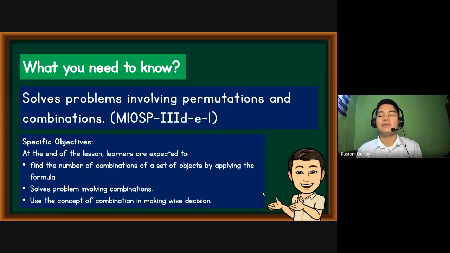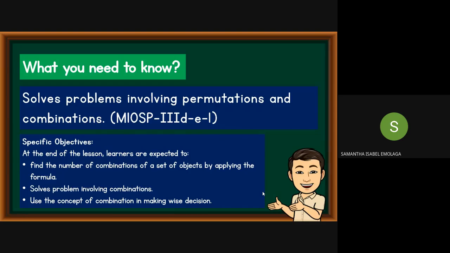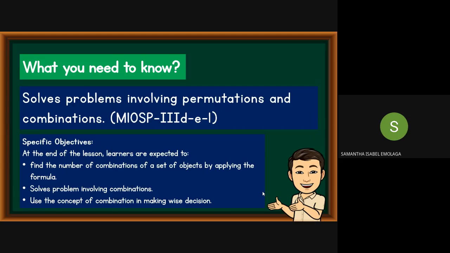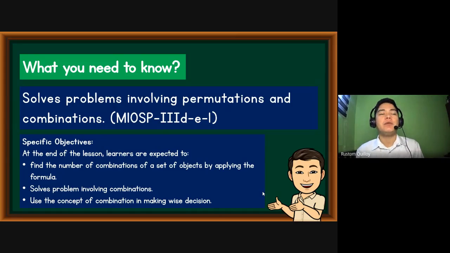Yes, Samantha? Permutation is the order is important. Yes. How about combination? The order is not important. Okay, very good. So when we say permutation, it is the arrangement of objects wherein the order is important. While for combination, it is the arrangement of objects wherein the order is not important. Whether you alter the arrangement of the objects, it would not mean a different thing.